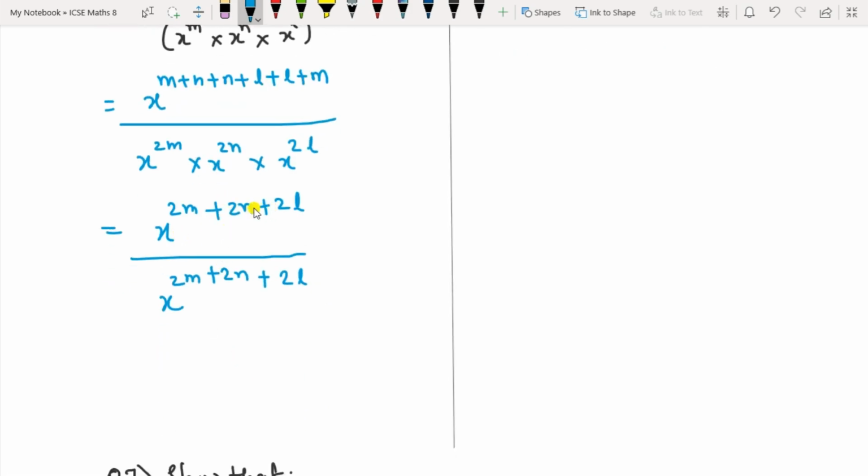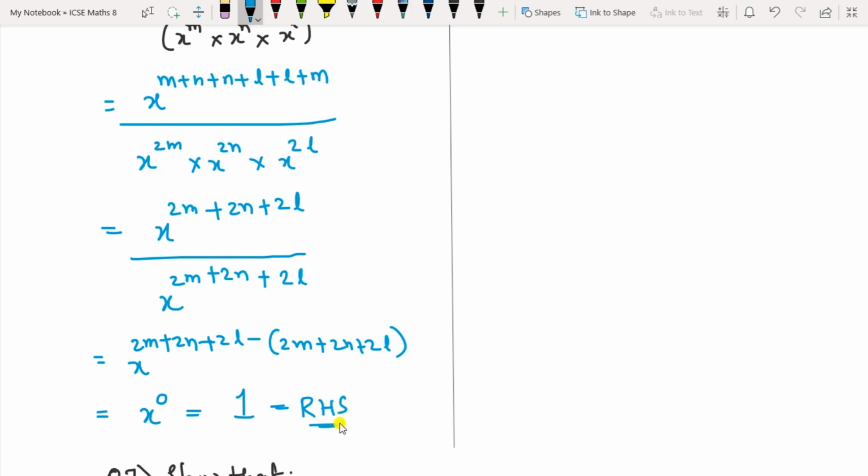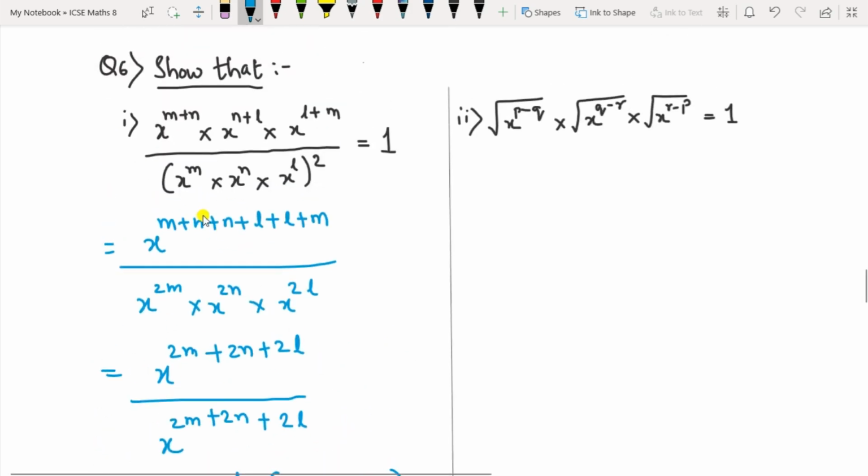So you can do cancellation also, or you can write it as x raised to 2m plus 2n plus 2l minus this whole, this is division form. So this will go up 2m plus 2n plus 2l. Now this is plus and this is minus, this will get cancelled, this will be x raised to 0, and x raised to 0 means 1, and that is your RHS. That we need to show that this whole expression, if you solve, you get the answer as 1.